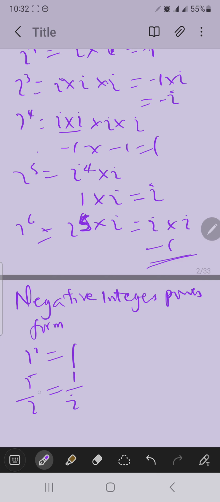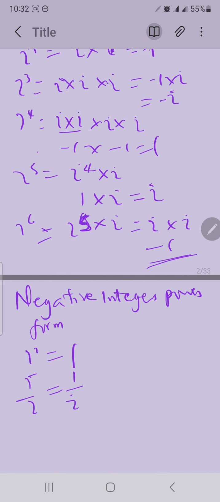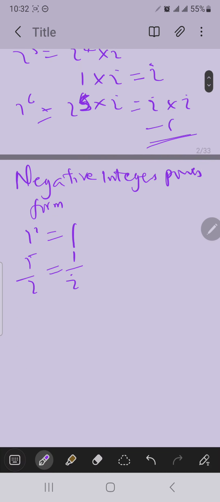You now divide this one by i. You know this i in complex numbers can be in the form of a vector. If you are in vectors, it is going to be the unit vector i or j or k. I hope you understand what I'm saying. So this one is going to be i equals 1 over i.